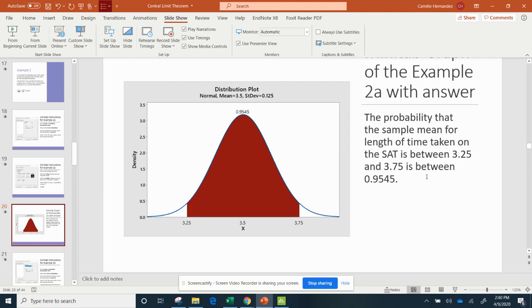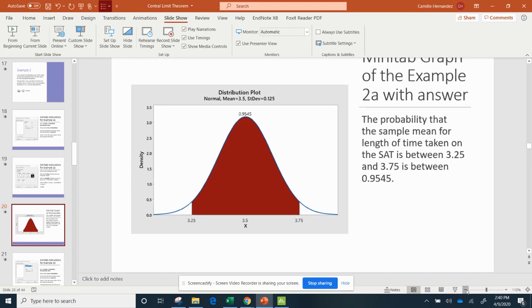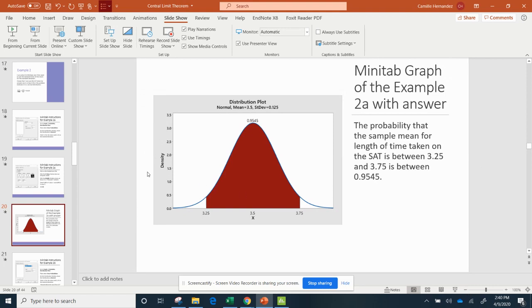The probability that the sample mean for the length of time taken on the SAT is between 3.25 and 3.75 is 0.9545. This is a lot like what we just did in normal distribution. All we're doing, we've changed the standard deviation. All right, so let's look at that next one.